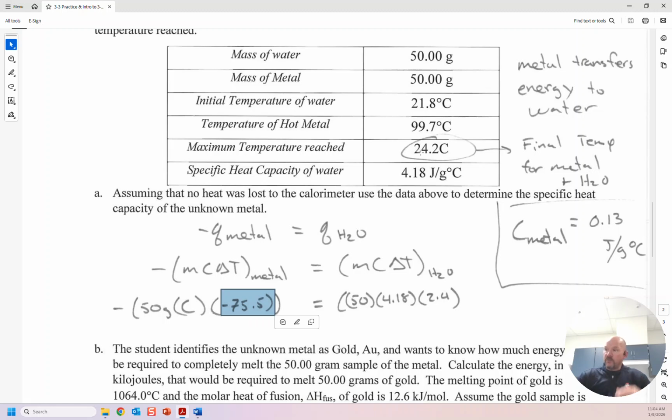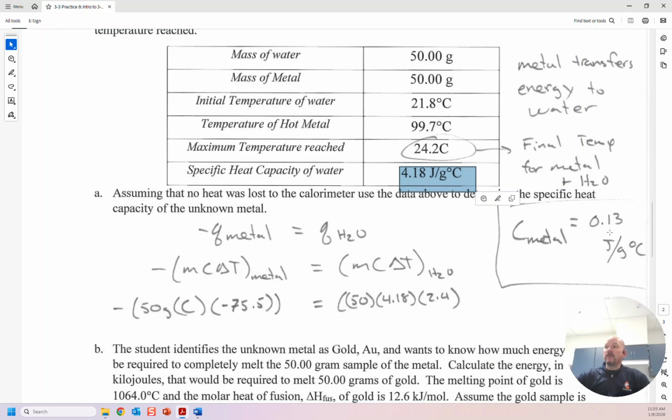And so remember, you want to do final minus initial to get your delta T, okay? And so a negative times a negative makes it positive. So now everything's positive. So really we just do this, times divided by 75.5, divided by 50, and that'll get our heat capacity for the metal. And so the metal's heat capacity is 0.13, and it would have the same exact units as the heat capacity of water that we used in this equation, which was joules per gram degree Celsius.